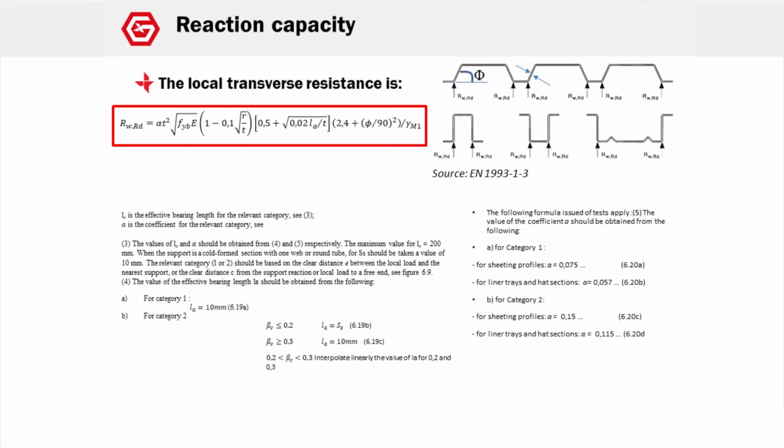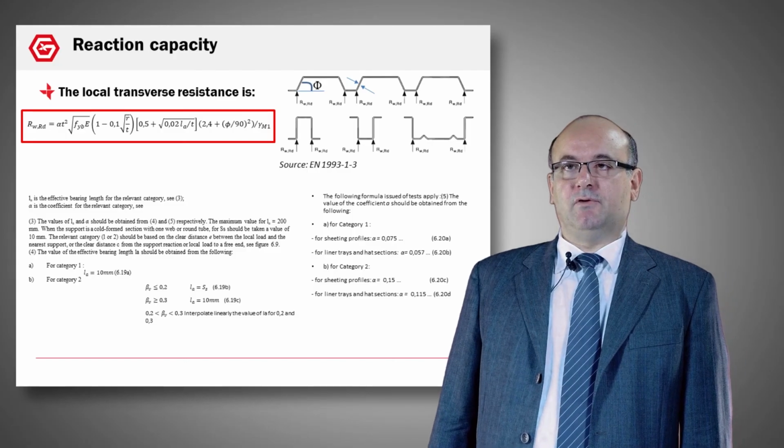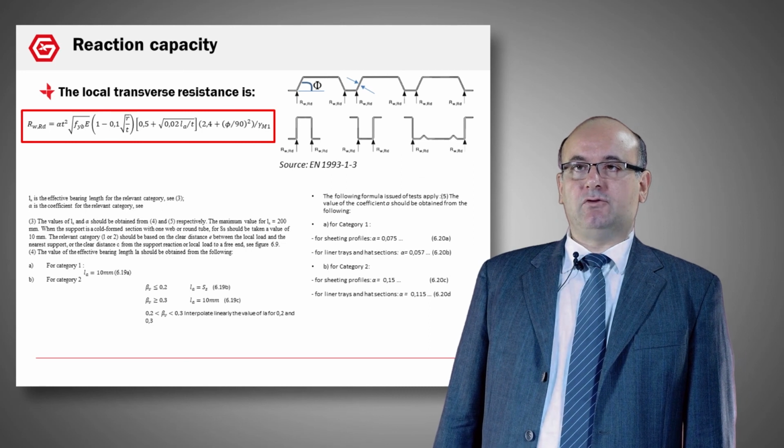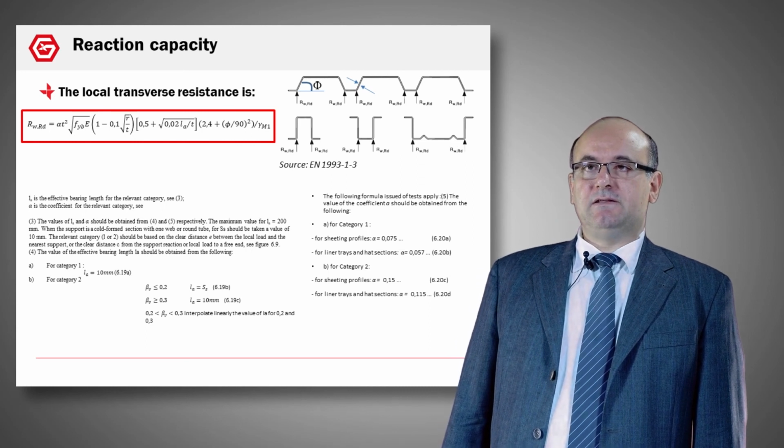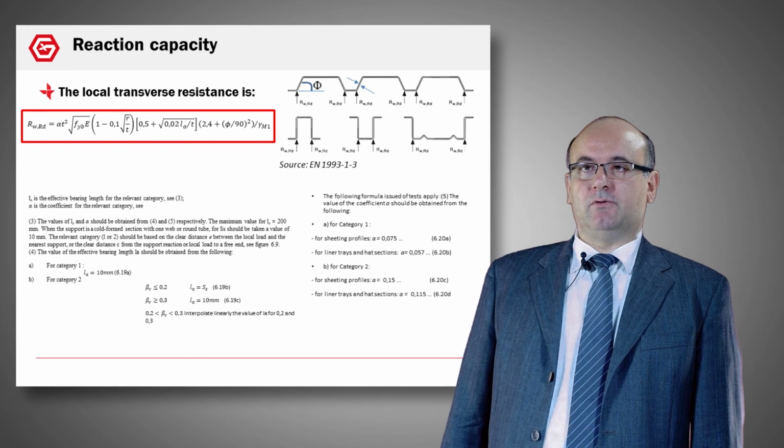First, coefficient alpha. Alpha is a function of the category of the profile. You have two categories, category 1 and category 2, and we will see just after what these categories are. So imagine that, for example, we have a sheeting in category 1. In this case, alpha takes the value of 0.075. After we have T, the thickness of the profile. After we have FYB, the yield strength of the raw material that constitutes the profile. E is the Young modulus of the raw material.